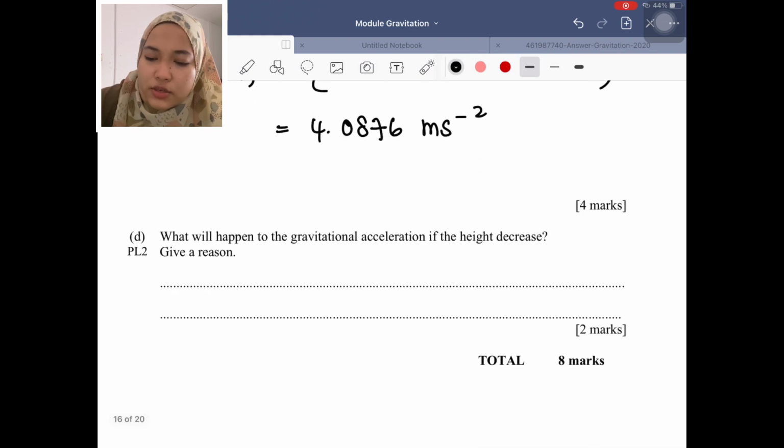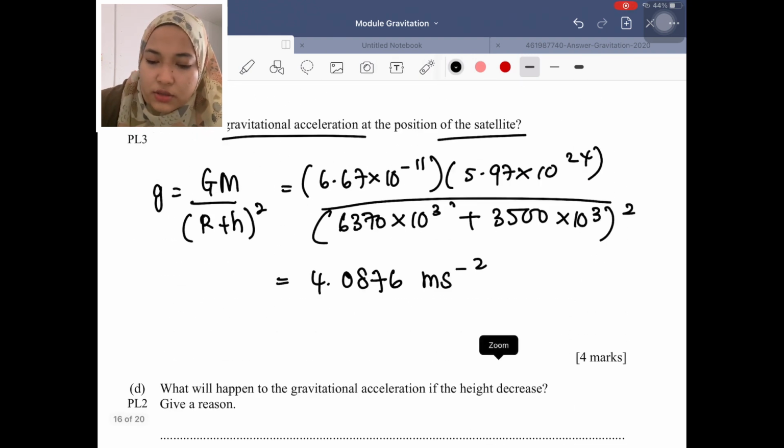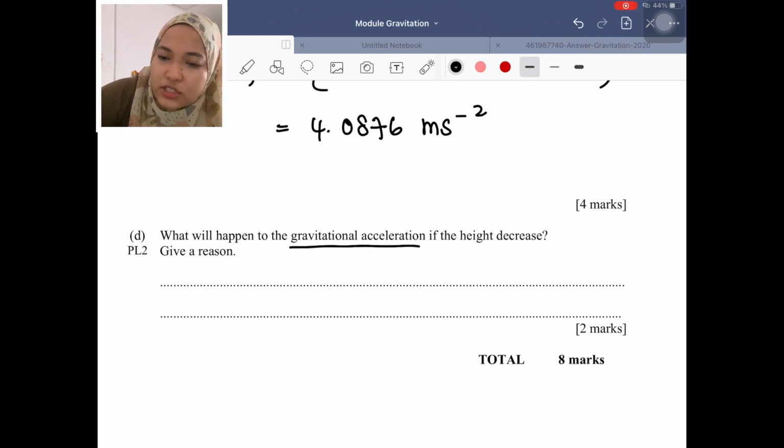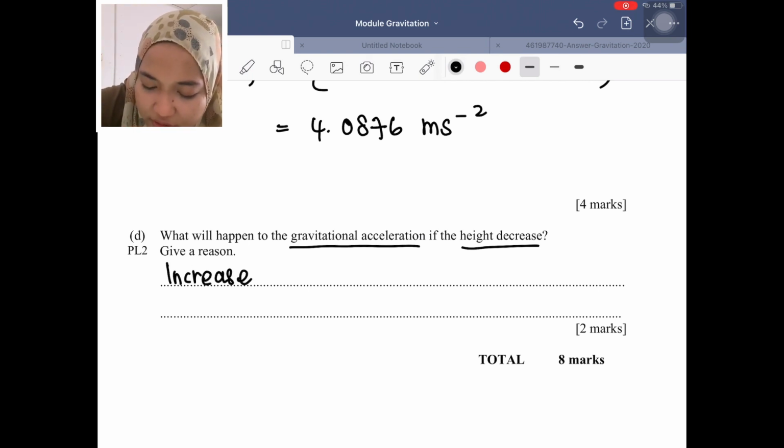Alright, so next, what will happen to the gravitational acceleration if the height increase? Saya dah cakap dah tadi. So bila height increase, so apa jadi pada gravitational acceleration? Dia akan, height decrease. So bila height decrease, so makin dekat dengan bumi, so gravitational akan increase.